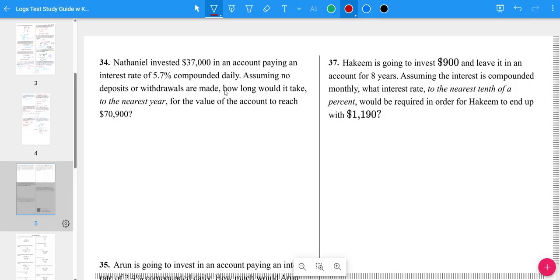Then on 34, it says Nathaniel invested this and it's compounded daily, so we're using the other equation this time. So this is my P, this is my R. No deposits or withdrawals are made. How long would it take? We don't know our time, for the value of the account to reach this. So our final amount is this. So we're using this equation this time.